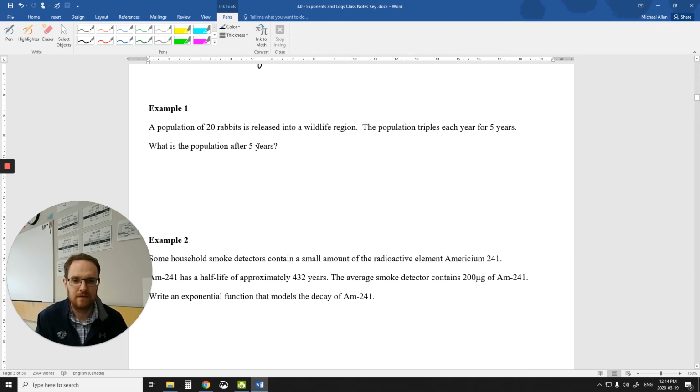Okay, so let's see what we have here. We're going to do the same thing here. We're going to create a graph or equation. We have 20 rabbits to start off with, so I know my A value is 20. The population triples every year, so that means my C value is going to be 3 this time.